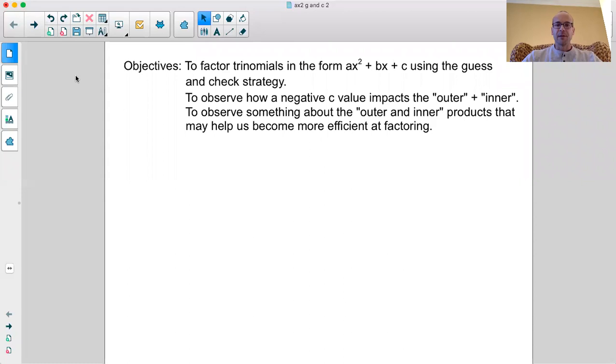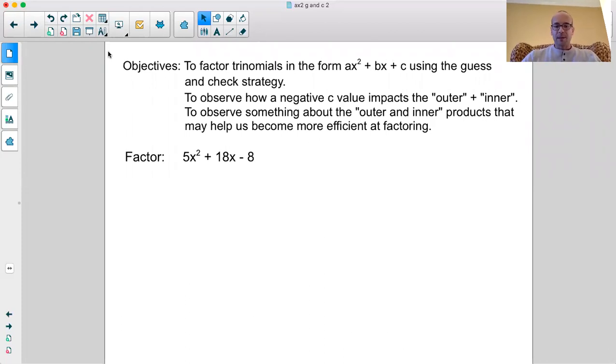And then we're also going to give you a little bit of hope that maybe the amount of guessing and checking that we have to do, maybe guessing and checking at all, is something we could eventually get rid of. But in this video, the new added twists are that we're going to take a look at how a negative C value impacts the outer plus the inner, which has been the check portion of guess and check. And then at the end, we'll point out something about the outer and inner products that will help us get more efficient in factoring, if we choose to try to get more efficient.